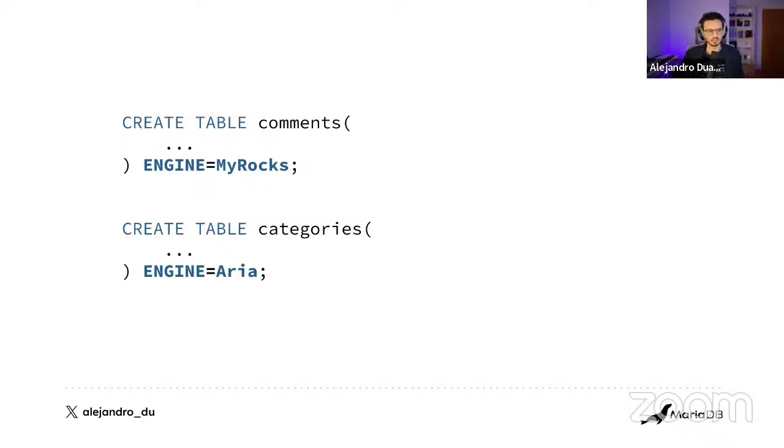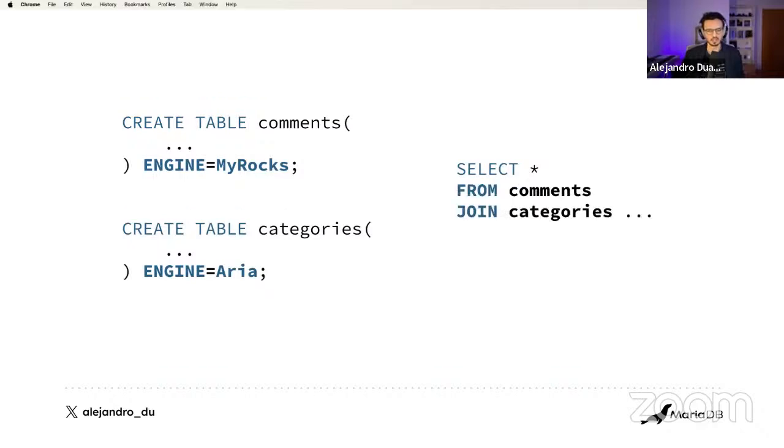So, to remind you, there are many different storage engines. Now, the cool thing here is that we can create a SQL query that selects all the columns from comments, which is one of the tables there, and join it with categories, and then add a filter to it with a where clause in SQL. And now we're combining, in the same SQL query, two storage engines in MariaDB.